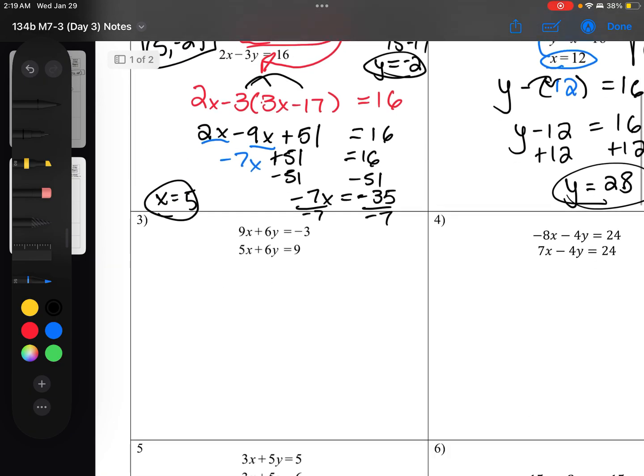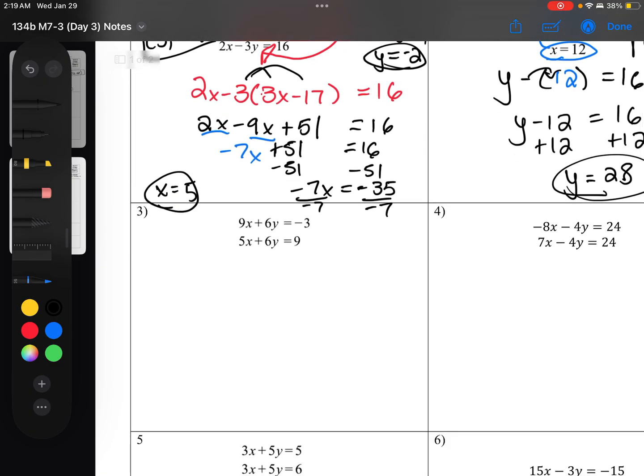All right, number 3, we can see we're in that standard form. I have coefficient x, coefficient y. We want to see which one's easier to cancel out. Well, 9 and 5 don't go together, but 6 and 6 sure do. So I need an opposite. So I'm going to multiply the bottom by negative 1 because I want it to be the opposite of positive 6, which is negative 6.